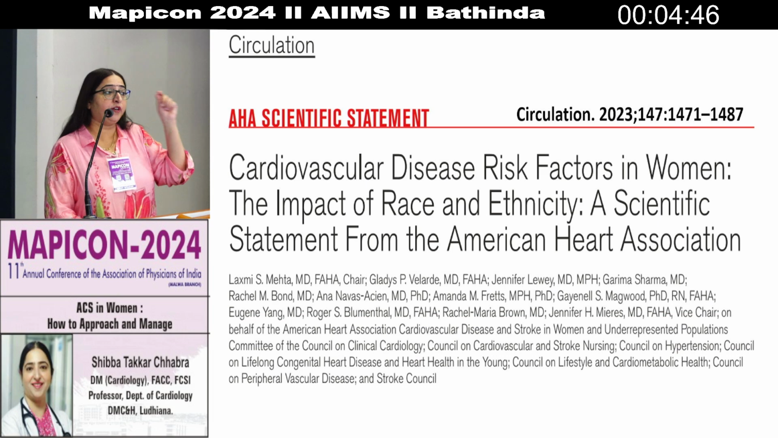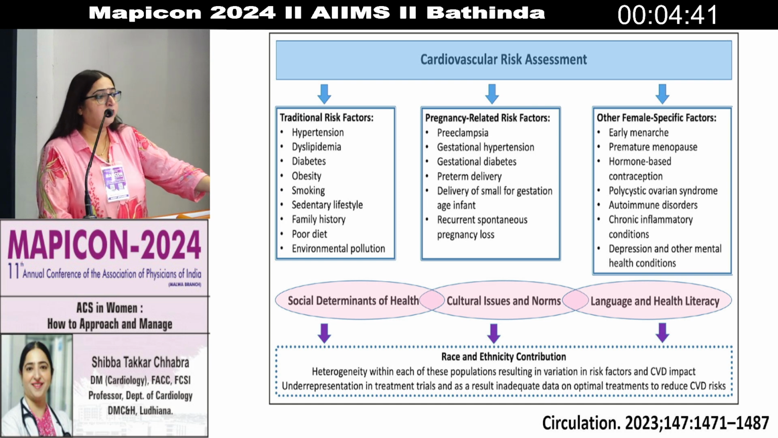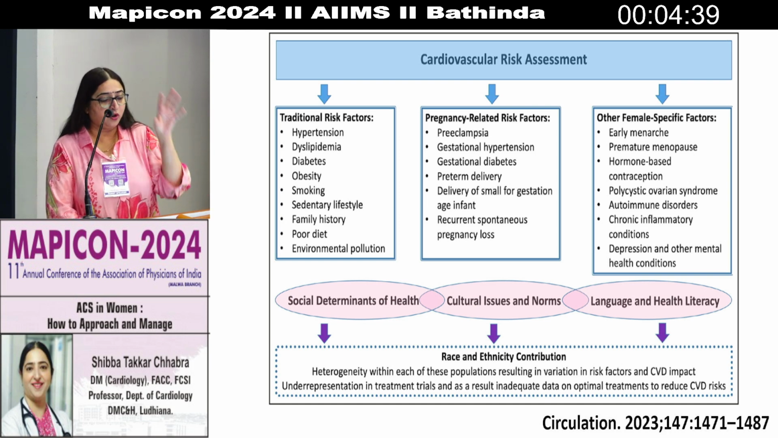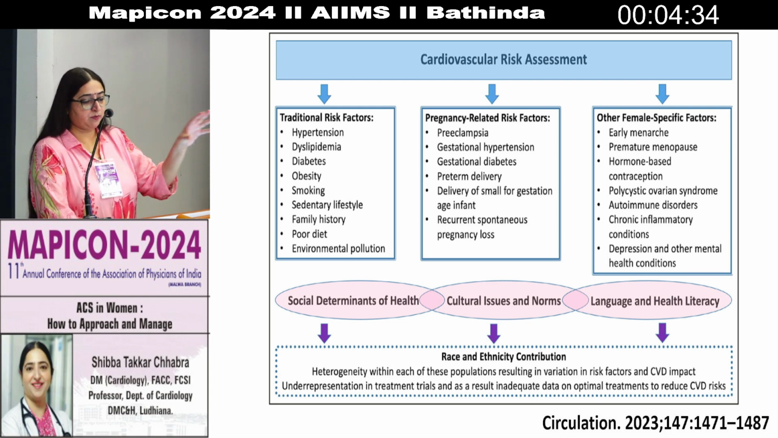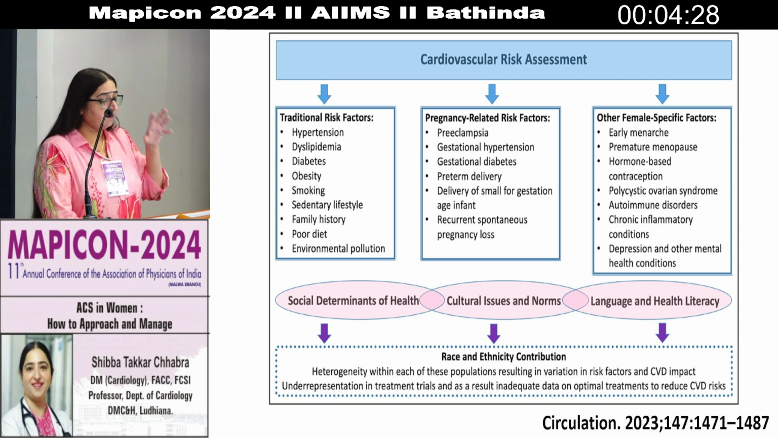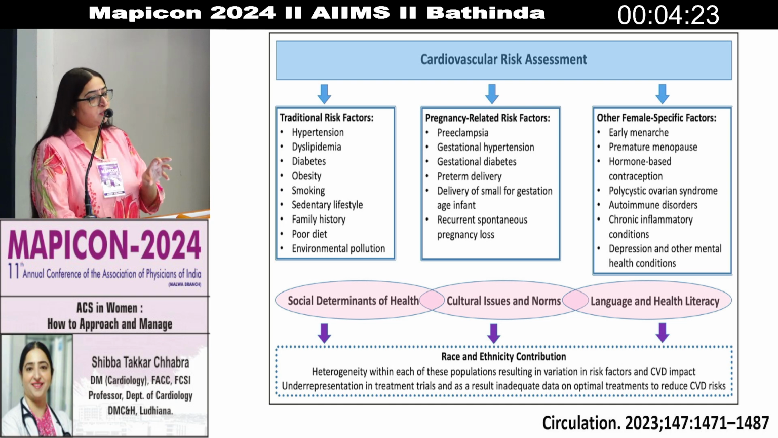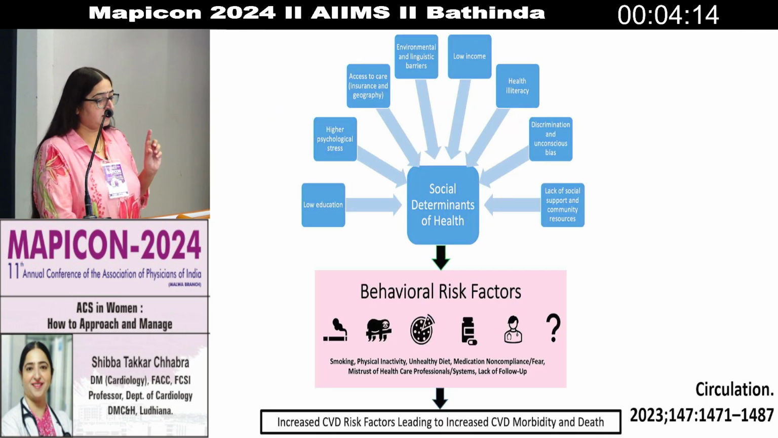Having said that, the very recent AIIMS statement actually identifies that it's not just traditional risk factors or pregnancy-related risk factors or risk factors associated with reproduction like early menarche, premature menopause, hormone-based contraception, or other disorders. Things like social determinants of health, cultural norms, language, and health literacy, especially in this part of the world where we are living, have a bearing on cardiovascular diseases in women.